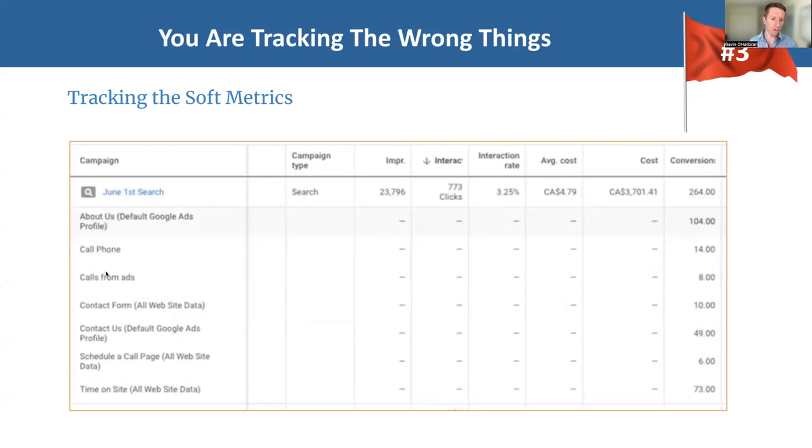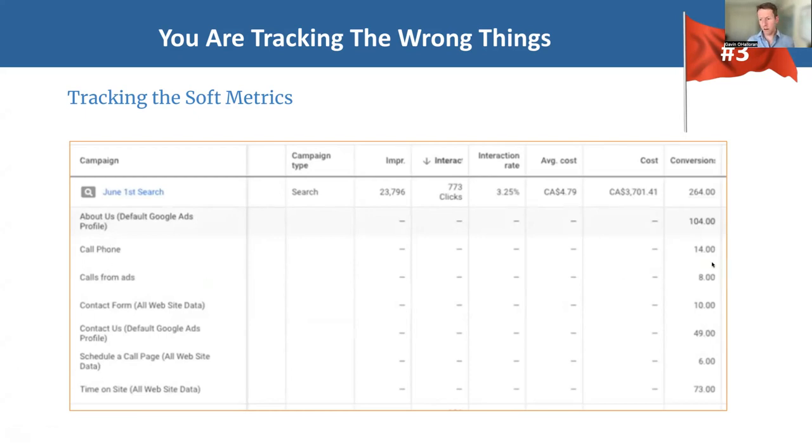We have a phone call. We have a phone call. They're good. We have the contact form. Yeah, that's a real conversion. This one here is visits to the contact us page. This one's visits to the schedule a call page. And this one is time on site, when someone spends 2 minutes. So really, of those 264 conversions, how many are leads or sales? We only really have these three here.